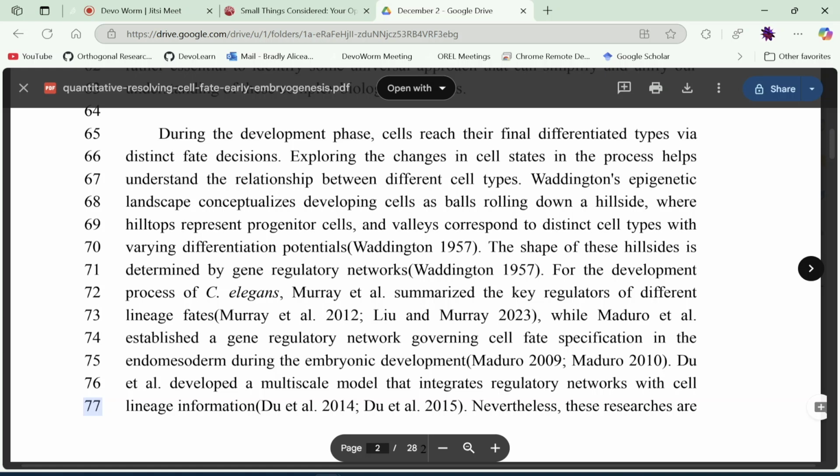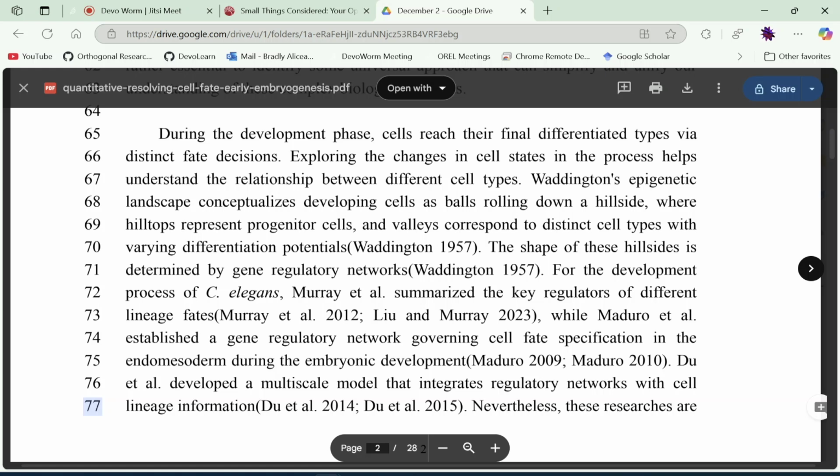So, during the developmental phase, cells reach their final differentiated types via distinct fate decisions. Exploring the changes in cell states in the process helps understand the relationship between different cell types. Waddington's epigenetic landscape conceptualizes developing cells as balls rolling down a hillside. And then they talk about the minima and maxima of that landscape. The shape of these hillsides are determined by gene regulatory networks. And so you can work on gene regulatory networks for this process.